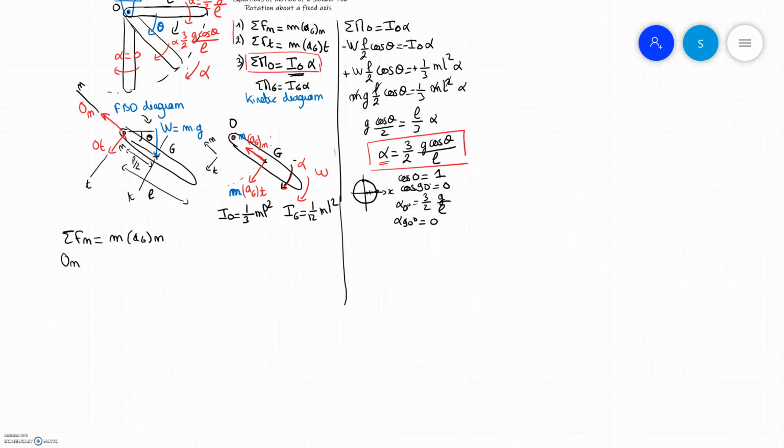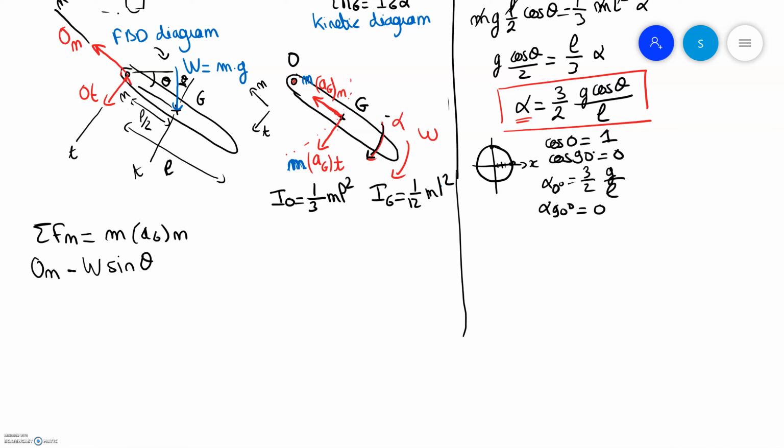ON plus, because W is in the same direction, not plus, minus. And so we say that this angle there is theta. So it's minus W sine theta. So that's for the two forces on N. It's equal to m a_G N, and a_G N is omega squared times R. Okay, and we replace that. So ON is equal to mg sine theta plus m omega squared, and R is L divided by 2.